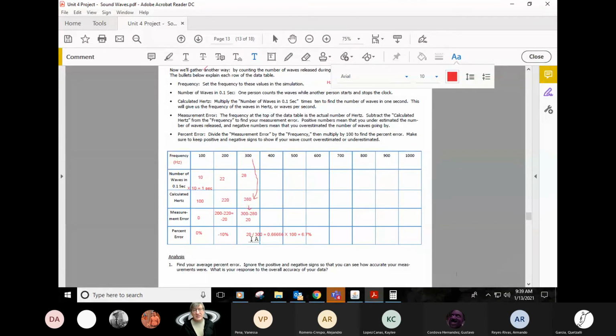Ideally, we'd like to be within 10%. Anything more than 10%, then you're starting to get a pretty big mistake. Anything less than 10%, that's okay, we can live with that.